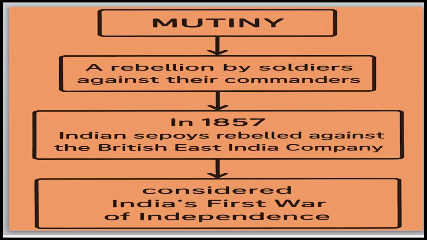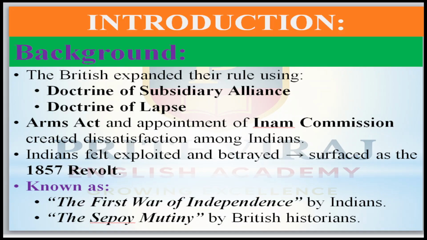Now come to the mutiny, a rebellion by soldiers against their commanders. In 1857, Indian sepoys rebelled against the British East India Company. That is what mutiny means. Then second, 1857 is considered India's first war of independence. Why are we going to call it the first war of independence? We'll come to know, first through the introduction in that background.